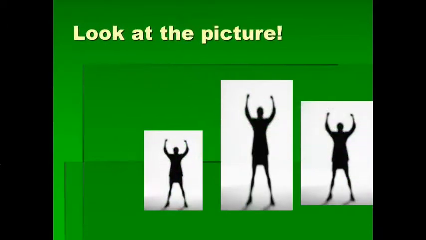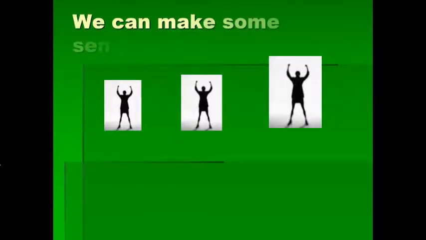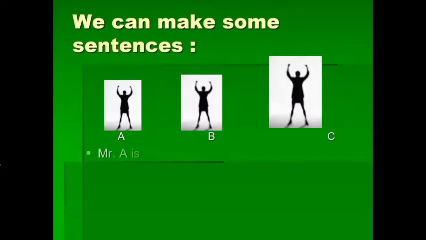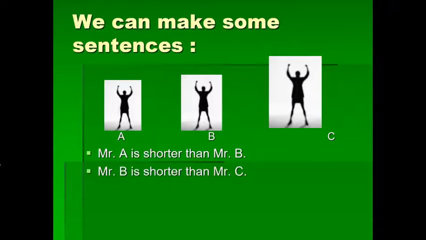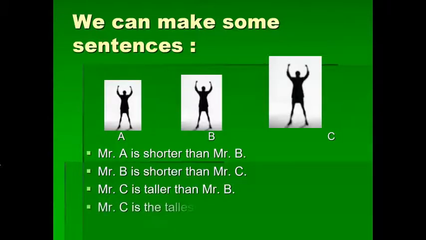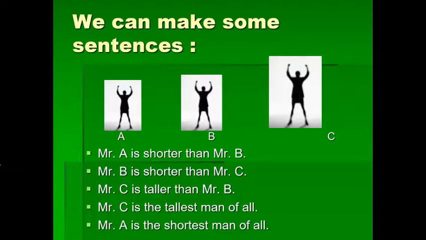So let's see some examples. Look at the picture. We have three people, tall and short people. We have Mr. A, Mr. B, and Mr. C. Let's see some sentences using comparison. Mr. A is shorter than Mr. B. We're using the adjective short in the comparative way because we add er. Mr. B is shorter than Mr. C. Mr. C is taller than Mr. B, and Mr. C is the tallest man of all. Mr. A is the shortest man of all.